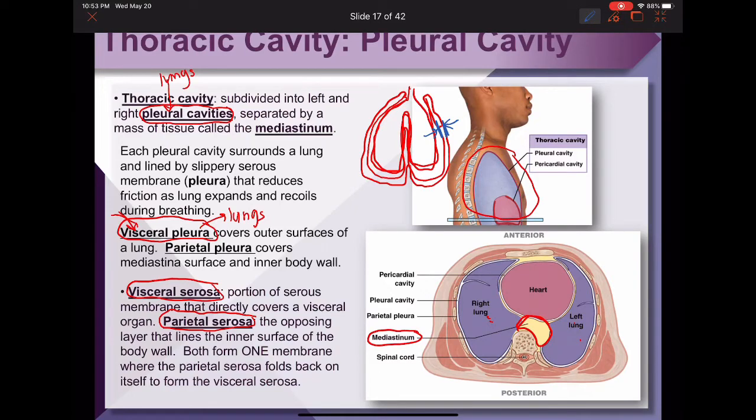Okay, so serosa is just the general term for all serous membrane, but if we want to talk about the serous membrane that surrounds your lungs, we call it pleura instead. Okay, but we still refer to the two layers as visceral or parietal, depending on whether it is next to the lungs, directly touching the lungs, or attached to the body cavity wall. Okay, all right.